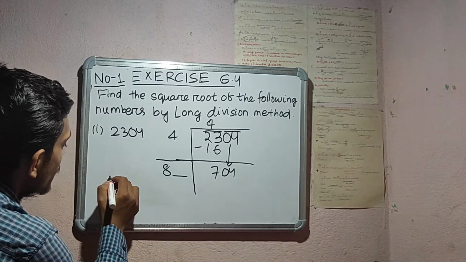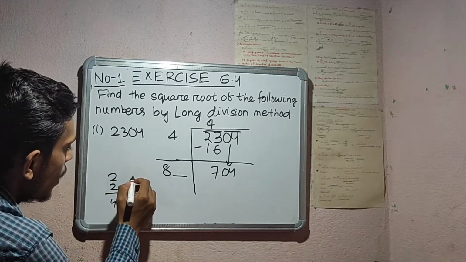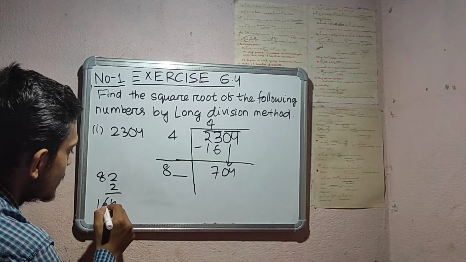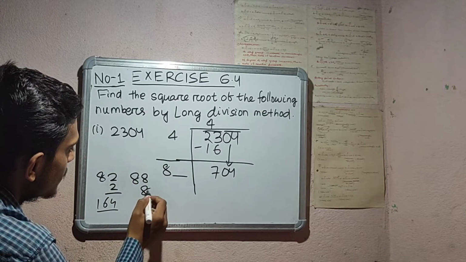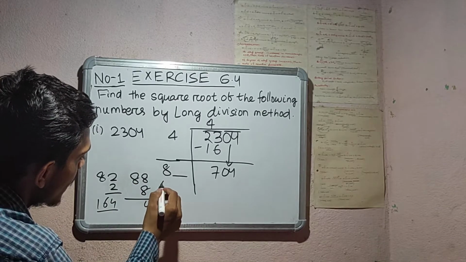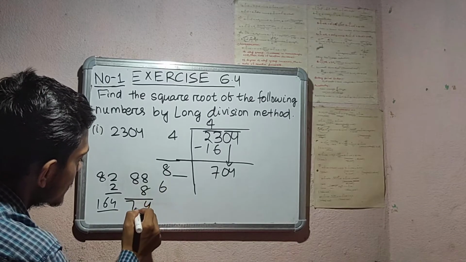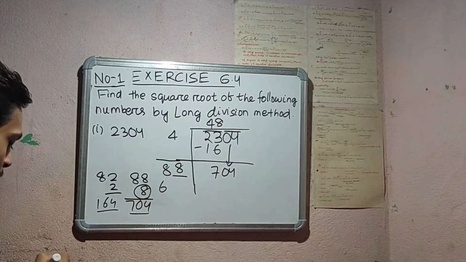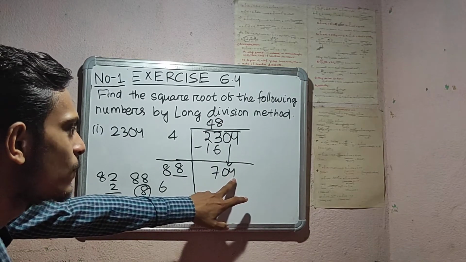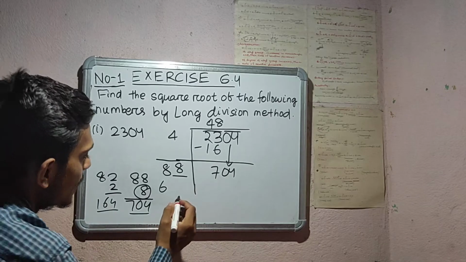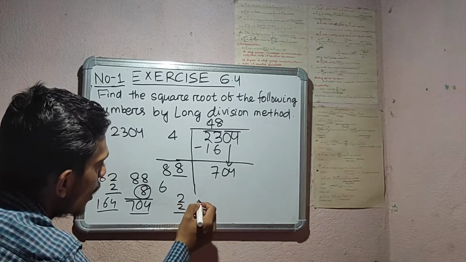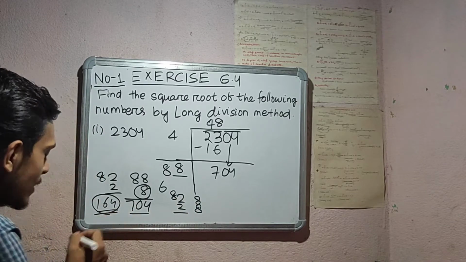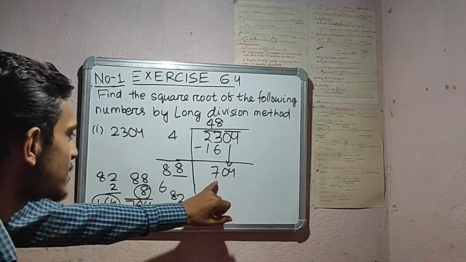Here the unit digit is 4, so it is either a multiplication of 2 or a multiplication of 8. 2 times 8 is 16, no. Then 8: 8 times 8 is 64, carry 6, 8 times 8 is 64, plus 6 is 70. So we got 8. I put 8 first and test; with 2 I get 164, which is very much less than 704.